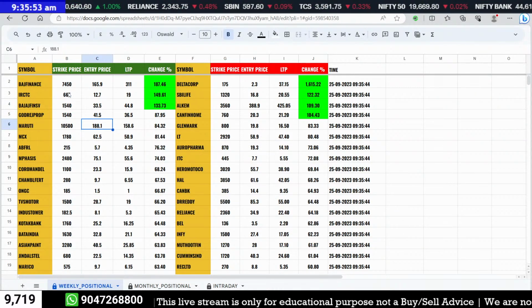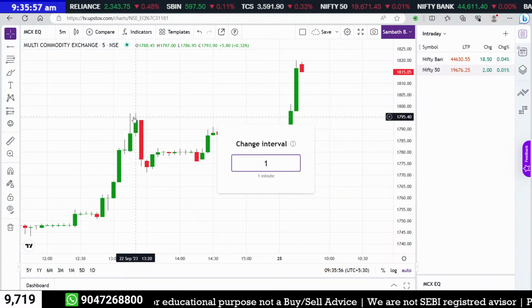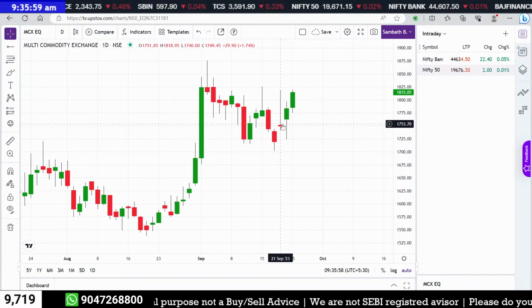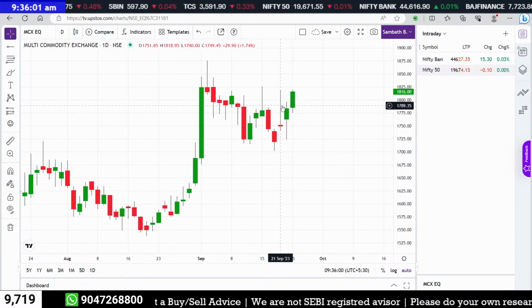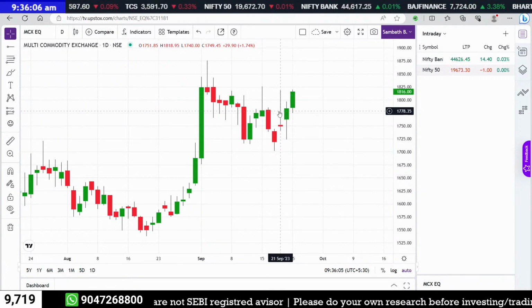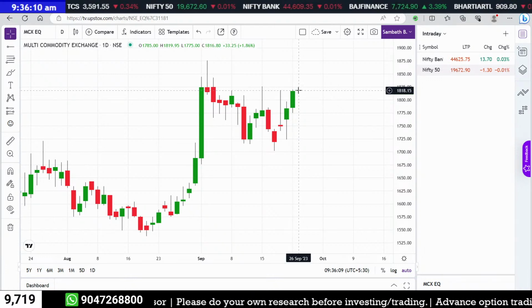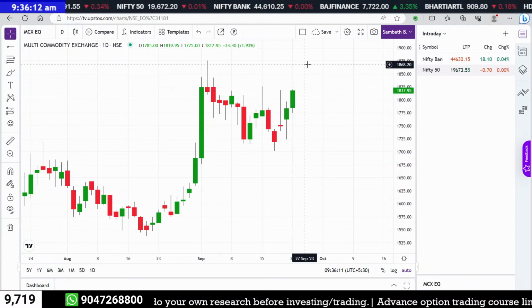But the trend which we can look at for MCX: I think it started positive, and maybe some rejection here around 1818. Here also broken. So an inverted hammer. Maybe closing above the level. So we can expect some upside move.